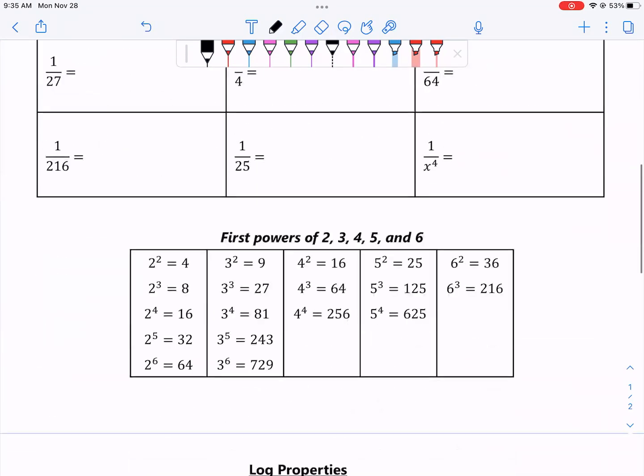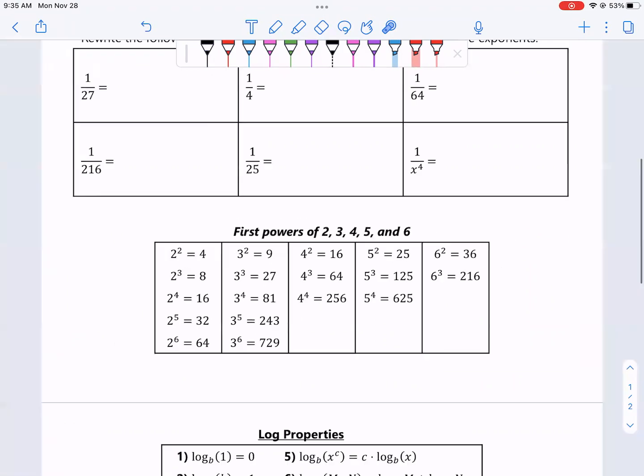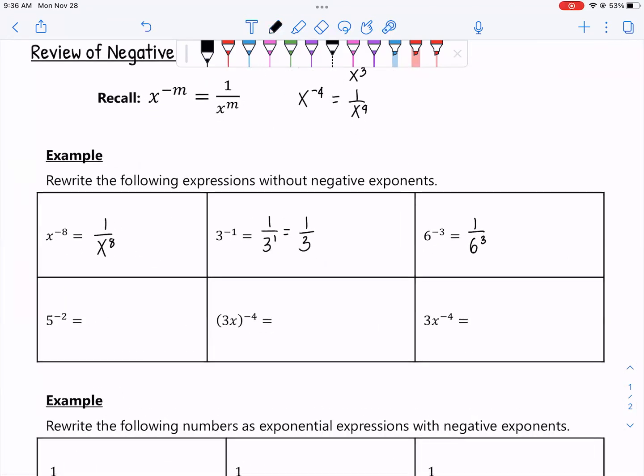It's 216. On the bottom of this page, by the way, I have a lot of the powers that you're going to need to know for this section. 216. Five to the negative 2 is 1 over 5 squared, 1 over 25.